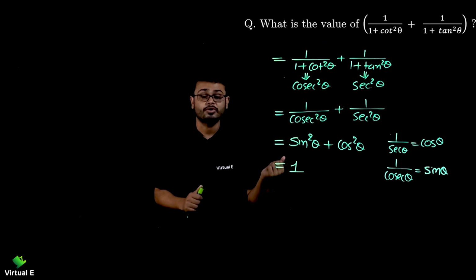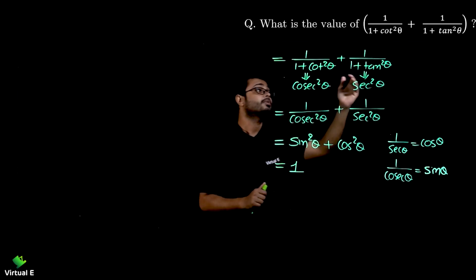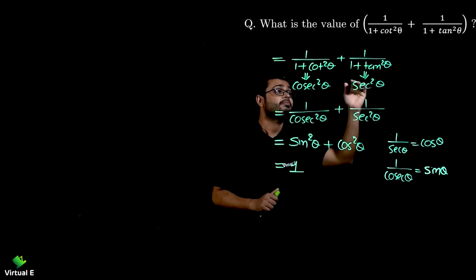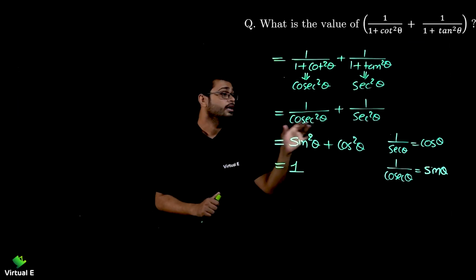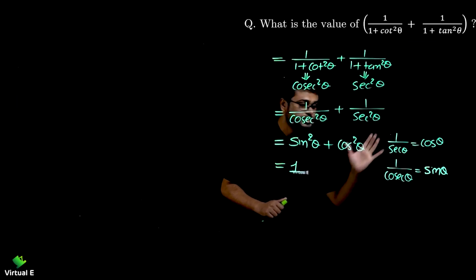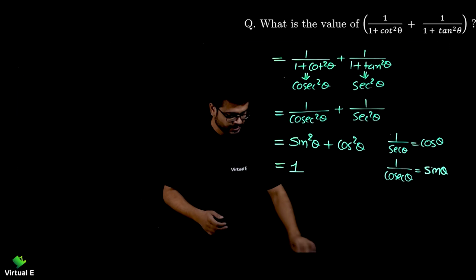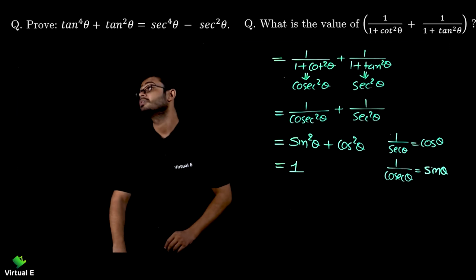So the value of this is 1. Let's recall one more time. 1 plus cot square theta, we know is cosec square theta. 1 plus tan square theta will be substituted by sec square theta. Done. 1 upon sec is equal to cos, 1 upon cosec is equal to sin. Substitute and apply the identity again. Done. Let's do the next question.